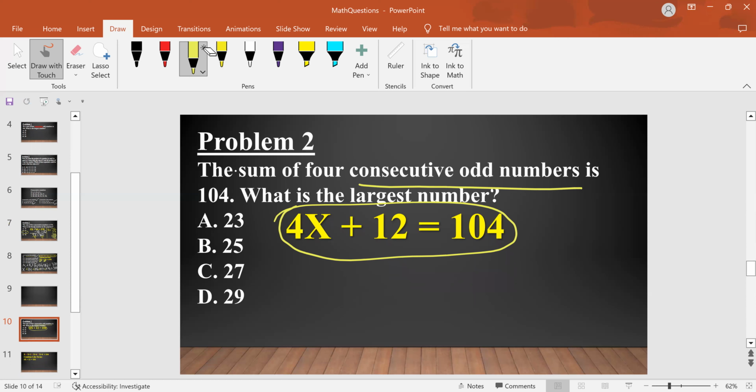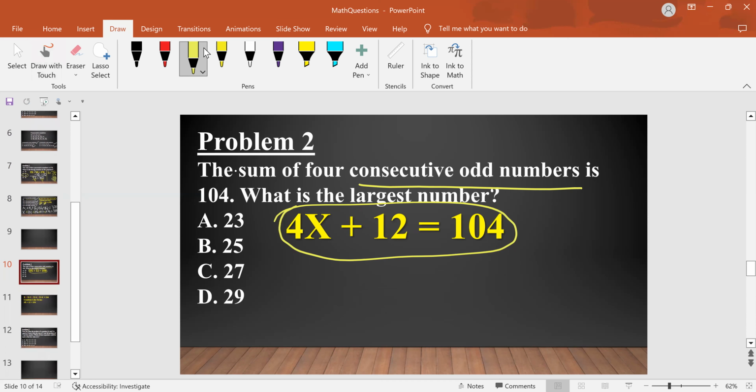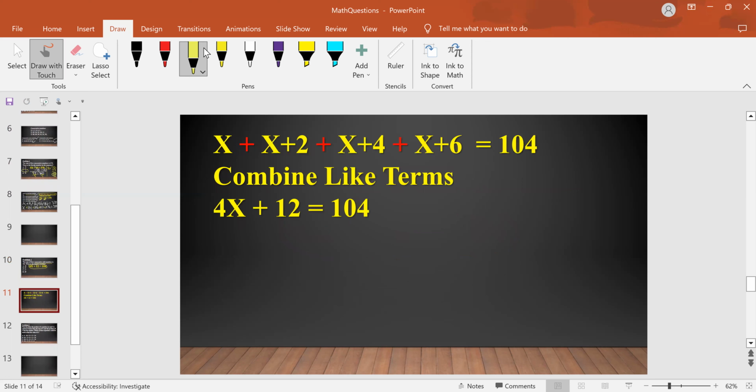So we know that odd numbers are 1, 3, 5, 7, 9, 11, and so on. We don't know yet that first odd number, so we'll call x the first odd number. If x is the first odd number, the next odd number will be x plus 2. Remember, if we have a 1 as a first odd number, we add the 2 to 1 to get a 3, add the 2 to 3 to get a 5, add the 2 to 5 to get a 7, and so on. So that's the relationship. We added 2 to the previous number.